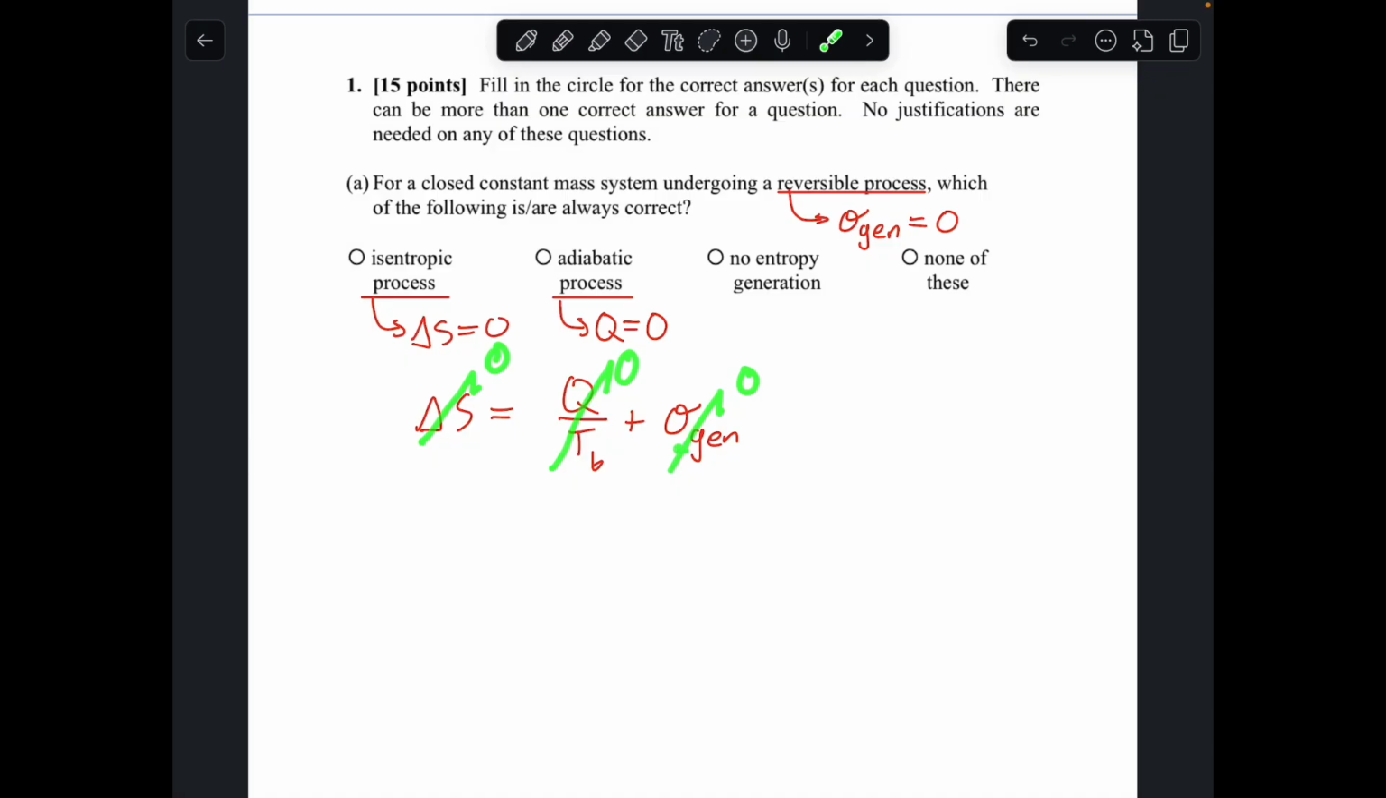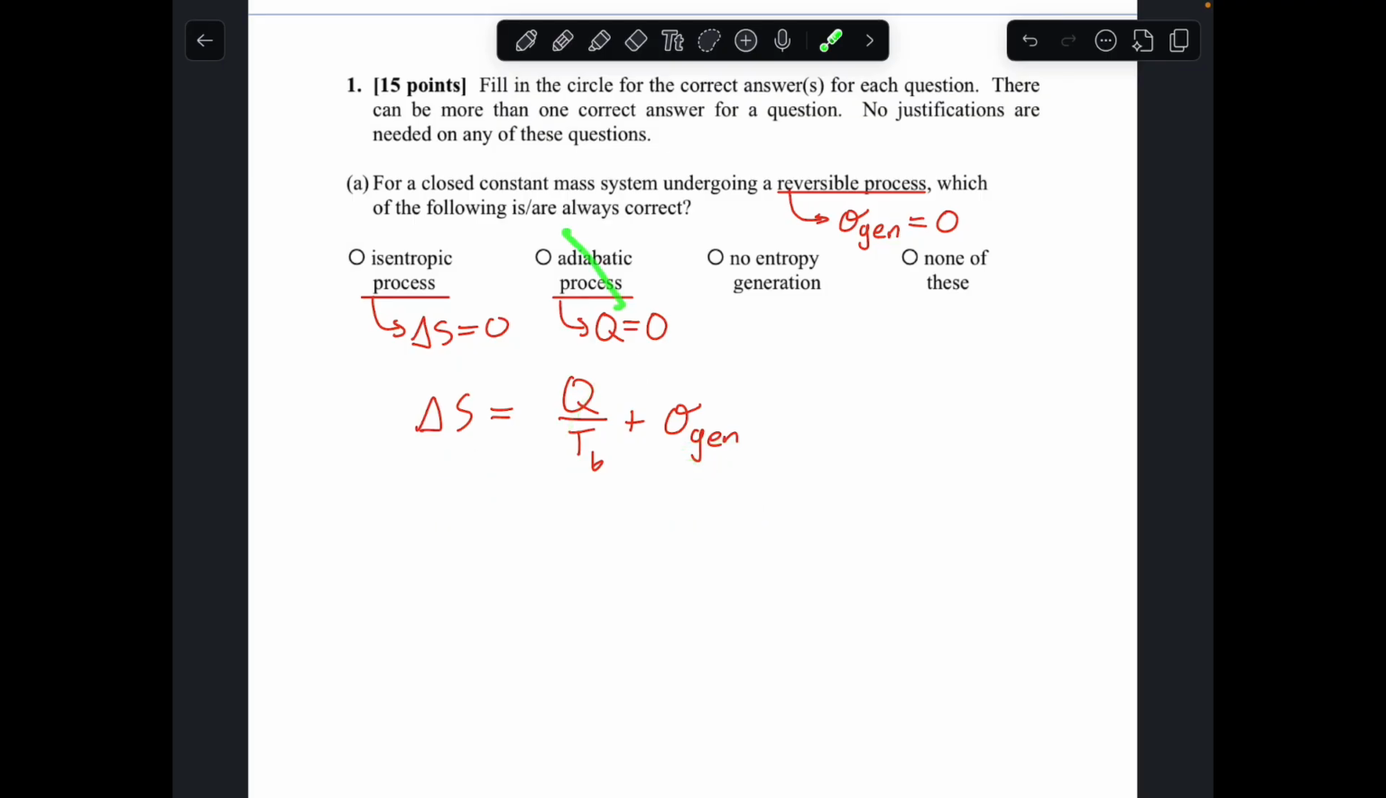This would be a reversible process because sigma gen is equal to 0. But we could also have a case where our heat transfer term is 0, but we still have a positive sigma gen term, and then our delta S is just positive. So this is an adiabatic case, but again, it's still a positive sigma gen, so we have an irreversible process.